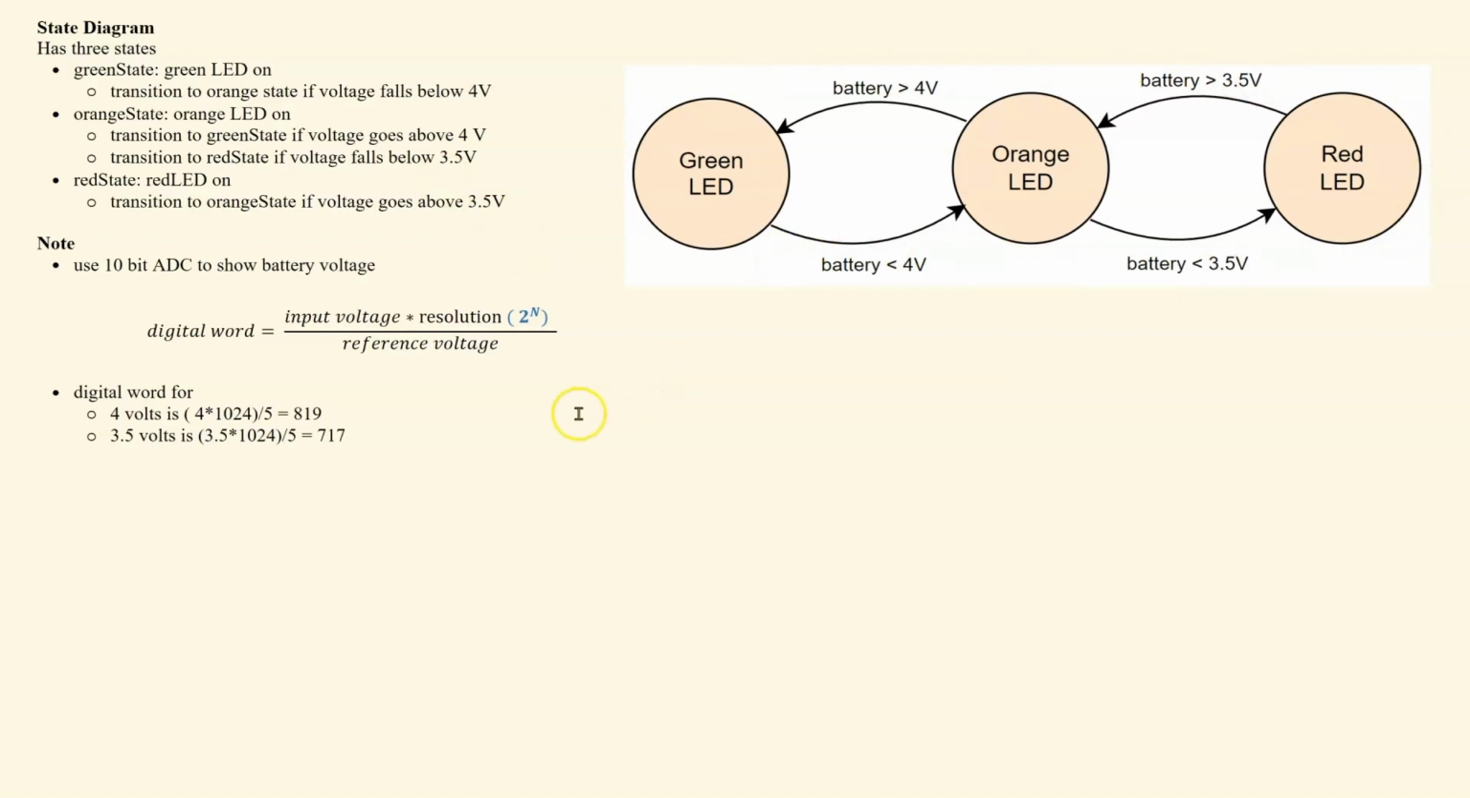Finally, when we are looking at the conversion, I'm going to look at ADCW for 10 bits. We can use this formula here to calculate that at 4 volts, the ADCW will be 819, and at 3.3 volts, it will be 717. So now, pause the video again and see if you can write in Microchip Studio the code for this state machine.